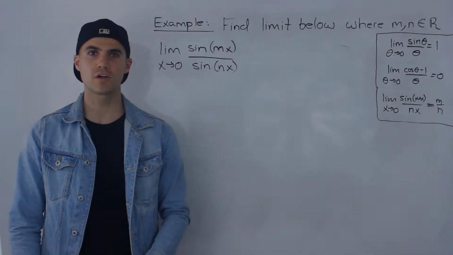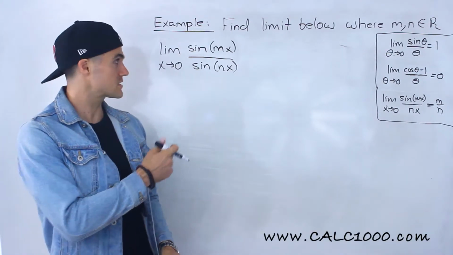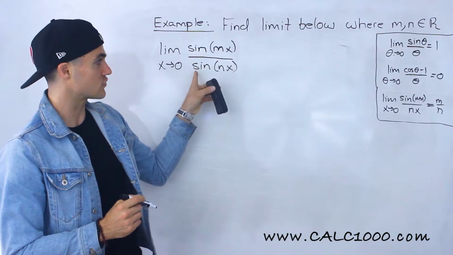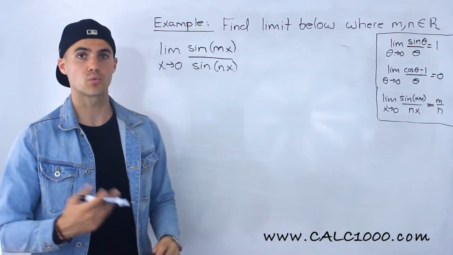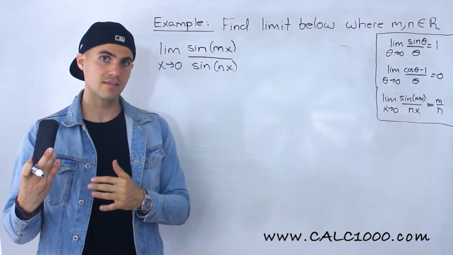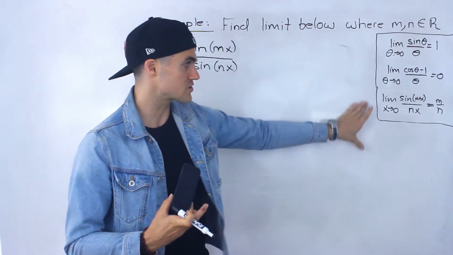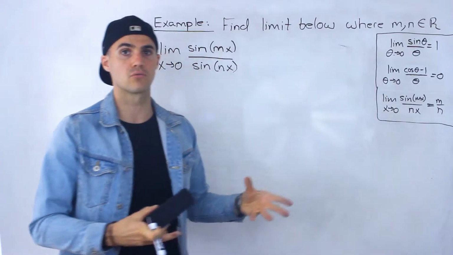Patrick here, and moving on to another example, another trig limit we're going to deal with. So we've got the limit as x approaches 0 of sine mx over sine nx, where m and n are just some kind of real number, just some kind of constant. And like I did in the previous examples, I'm going to be using the results that we've talked about in the previous examples to help us out throughout the process.